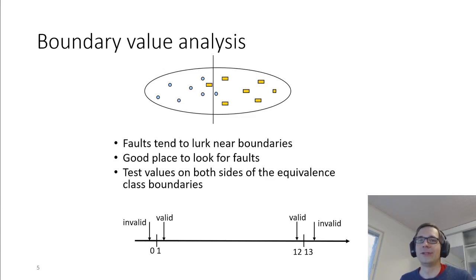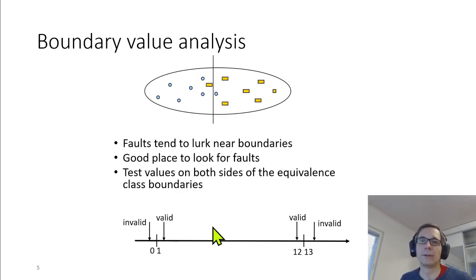Boundary value analysis extends the equivalence class partitioning by focusing on the boundaries. The idea is that the faults tend to lurk near the boundaries. For example, in the figure, we can see that the boundary is drawn here, but we can also see that there are blue dots on the right of the boundary, and there is a yellow triangle on the left side of the boundary.